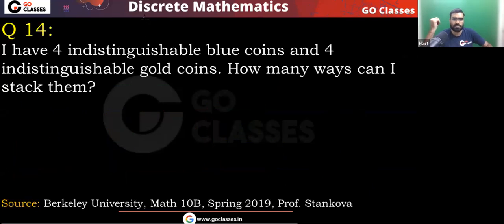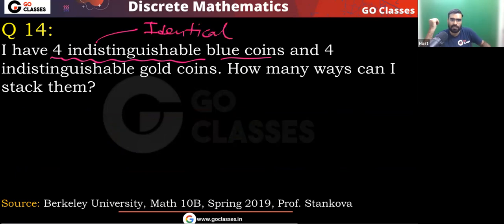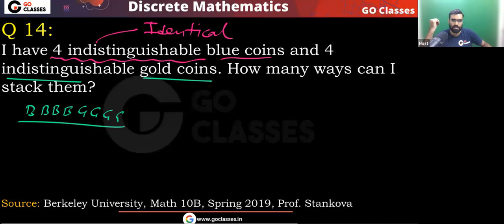Now let's see this question. This is your question number 14. I have 5 indistinguishable blue coins. Indistinguishable means identical, right? So you have blue coins, B, B, B, B, 4 blue coins, identical, and 4 gold coins. How many ways can I stack them?